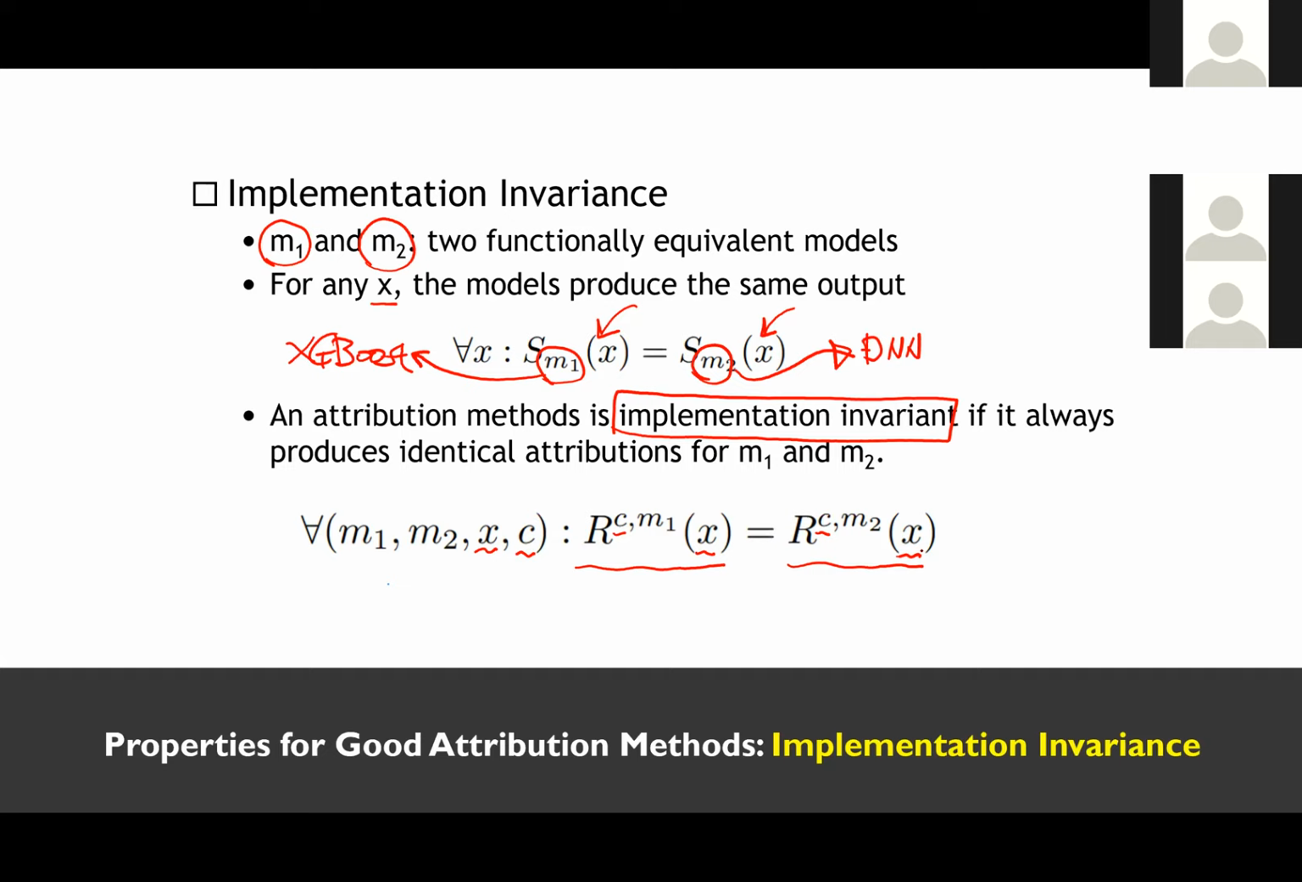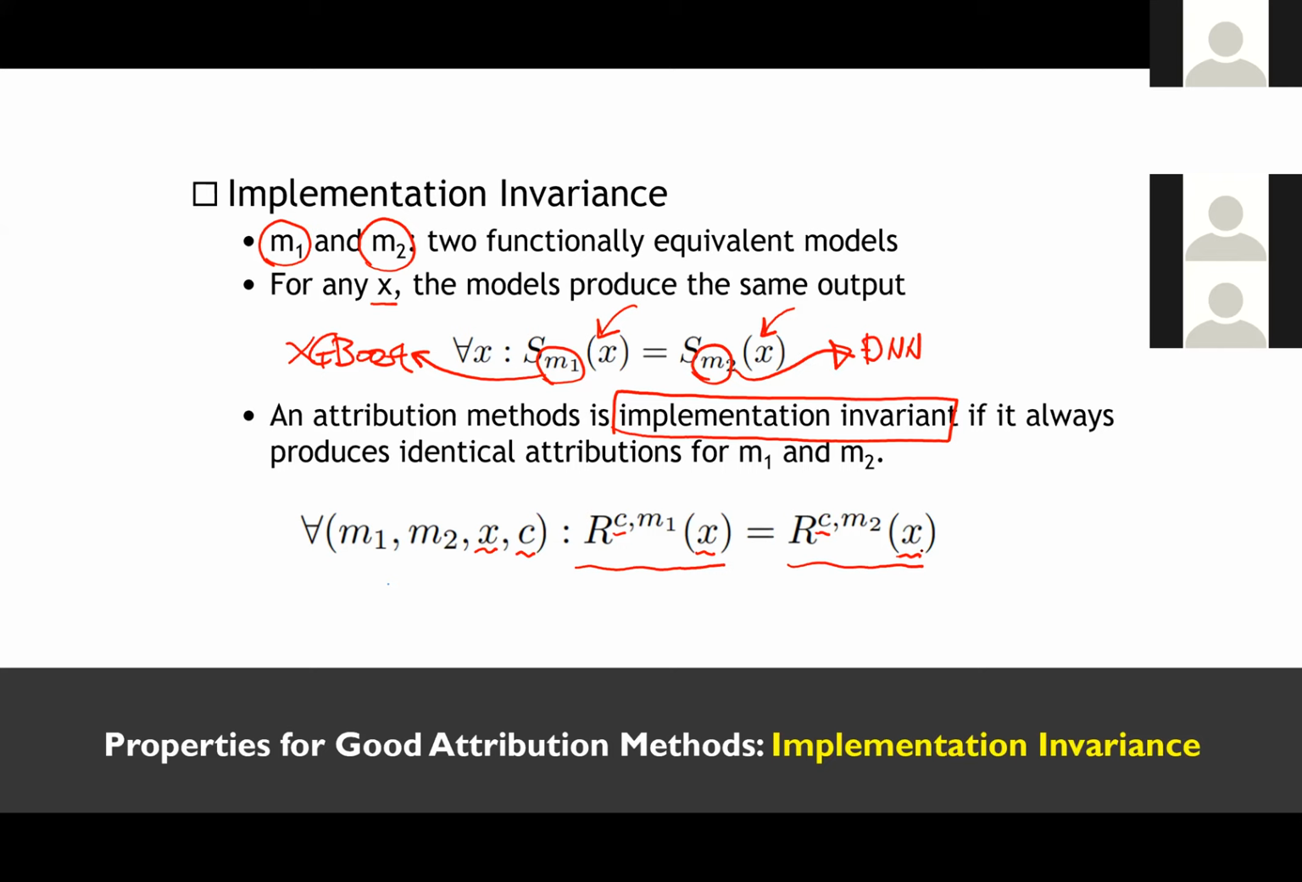But anyway, in many cases, if we can compute the partial derivative exactly for any models M1 and M2, then we may achieve this. Because if we have a way to compute the partial derivative, we can compute the contribution of each individual input. But in general, it is very hard to achieve.